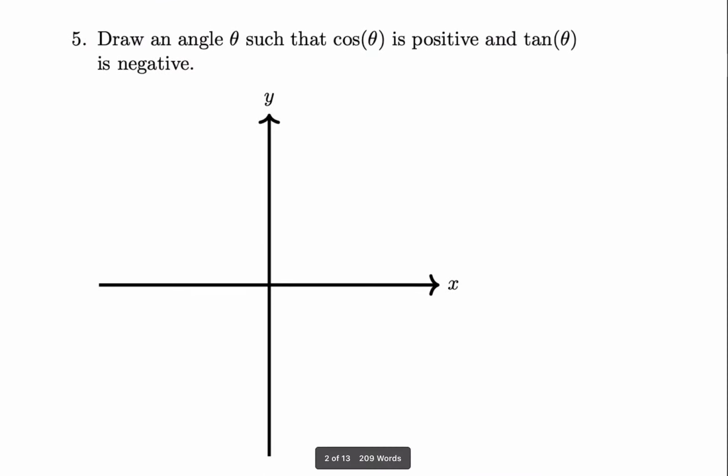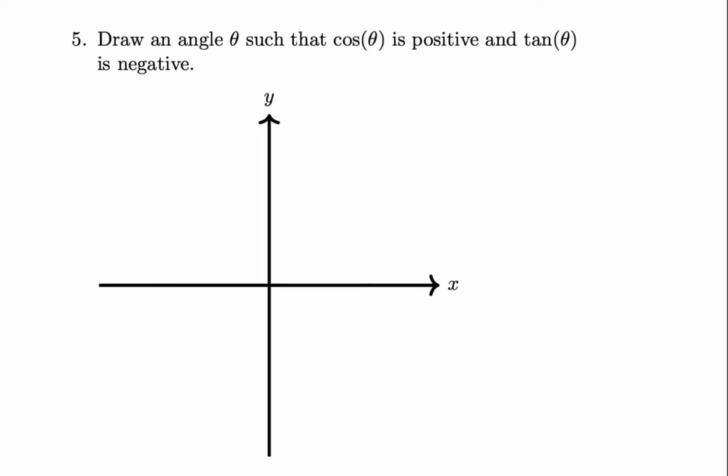Okay, now let's look at this. Again, pause the video and try on your own first. It's okay if you get it wrong, because I'll go over it right now. So please pause the video and do your best. Okay, so draw an angle theta such that cosine theta is positive and tangent theta is negative.